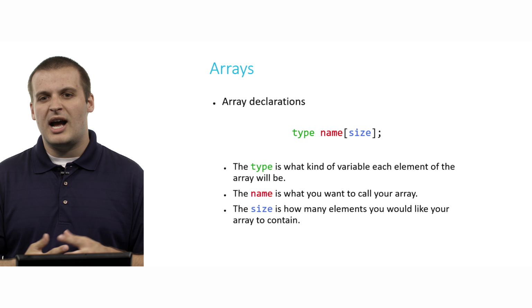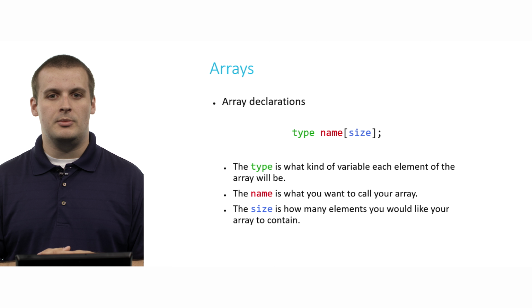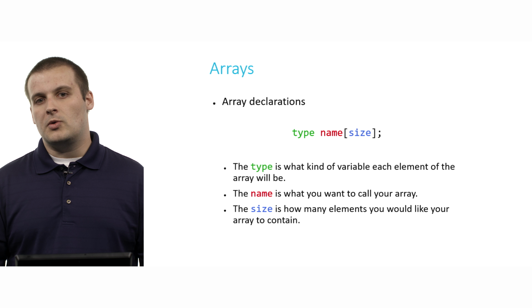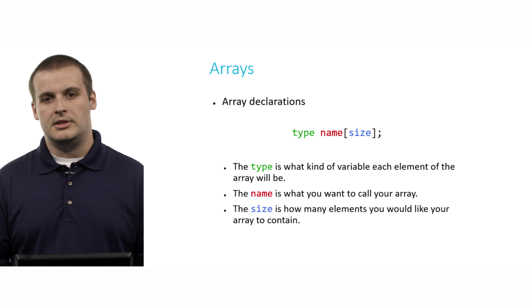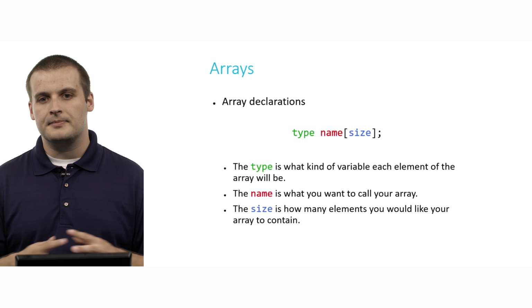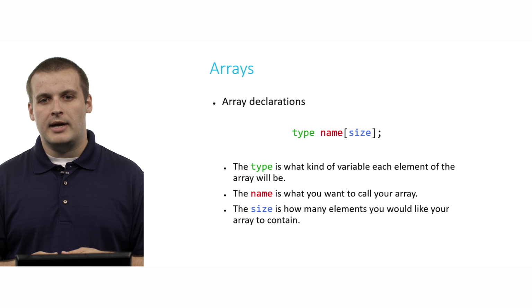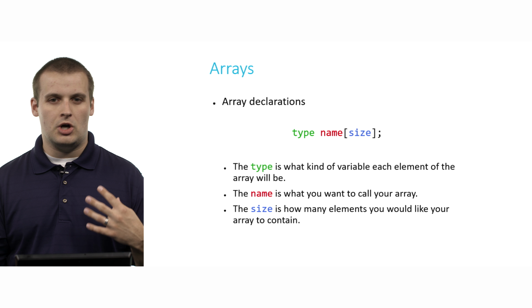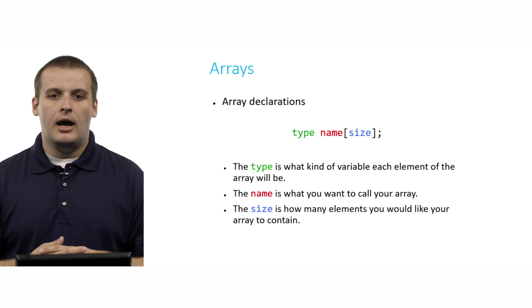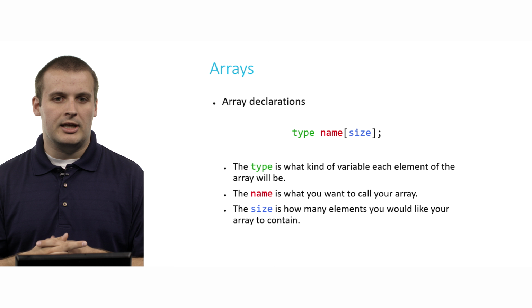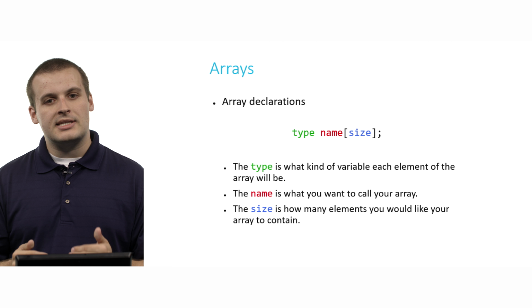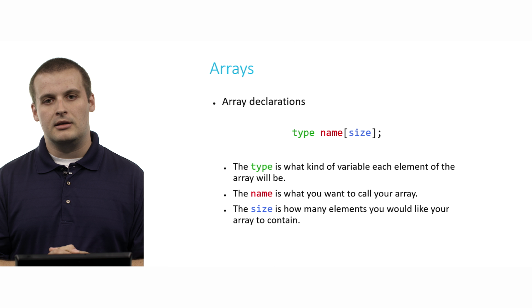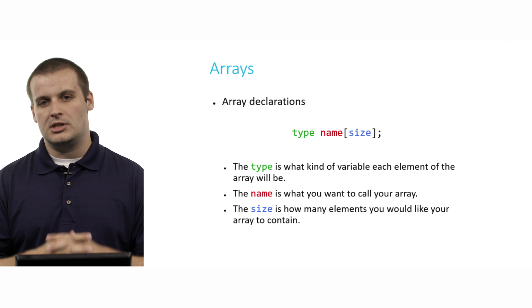So the type is what kind of variable you want each element of the array to be. Do you want it to be an array of integers? Then your data type should be int. Do you want it to be an array of doubles or floats? Data type should be double or float. The name is what you want to call your array. What do you want to name this giant bank of integers or floats or chars or doubles or whatever have you? What do you want to call it? Pretty self-explanatory. Lastly, size, which goes inside of square brackets, is how many elements you would like your array to contain. How many integers do you want? How many floats do you want?